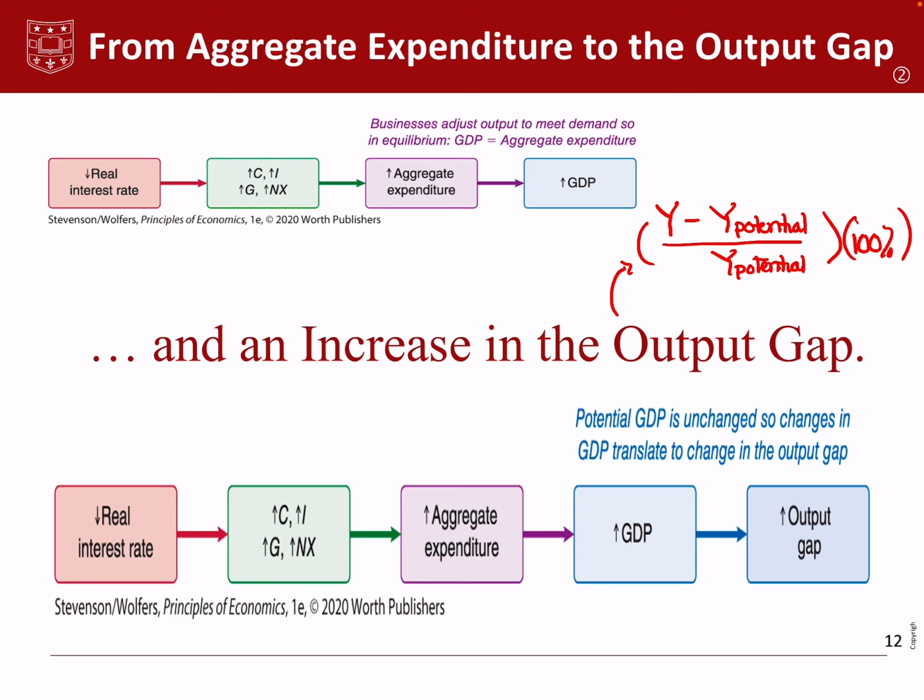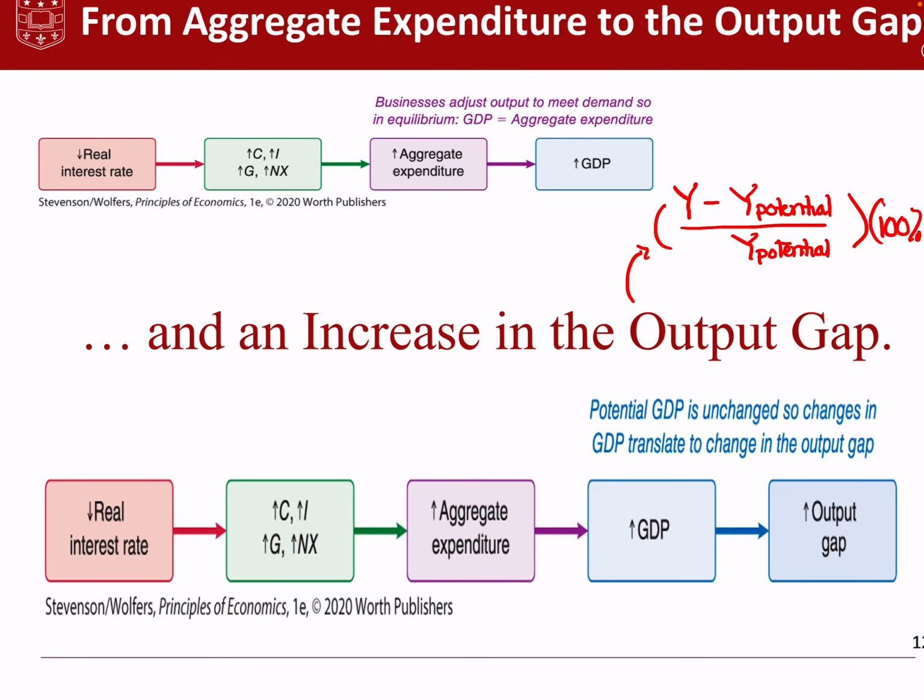And we multiply by 100%. So if Y is going up, then the output gap becomes more positive. And if Y is going down, then the output gap is becoming more negative. So this language is, I think, helpful and important to keep straight.